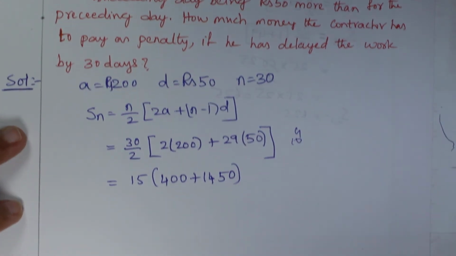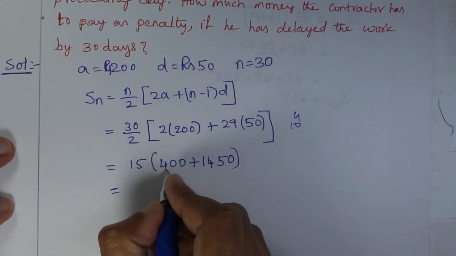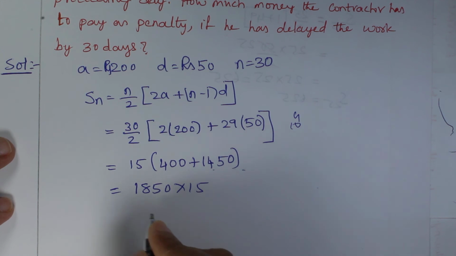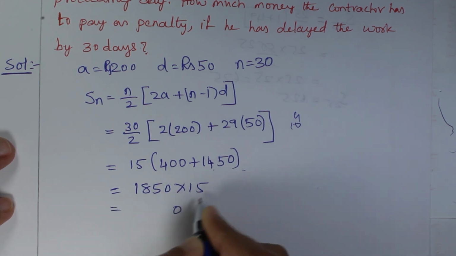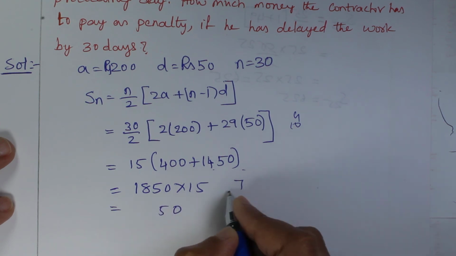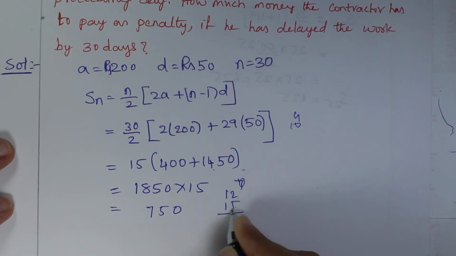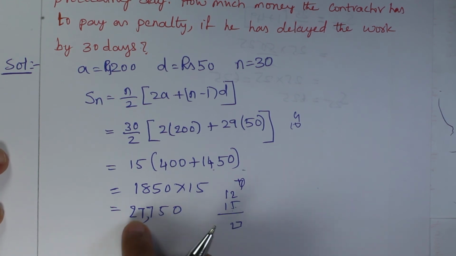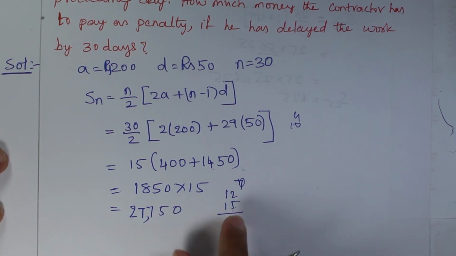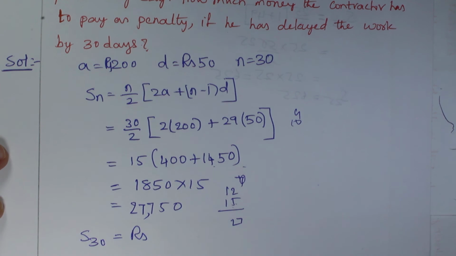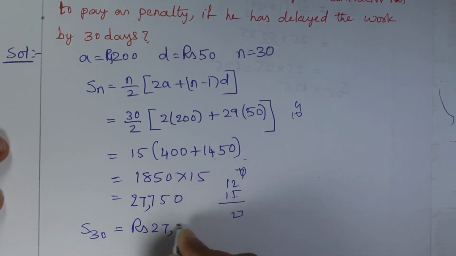Right? So 15 into 400 plus 1450 is 1850. 1850 into 15. That is equal to 15 5s are 75, 15 8s are 120, 127, 15 1s are 15, 27. So the penalty for 30 days of delay is rupees 27,750. So S30, that is the 30 days penalty, is rupees 27,750. Hope this is clear for you.